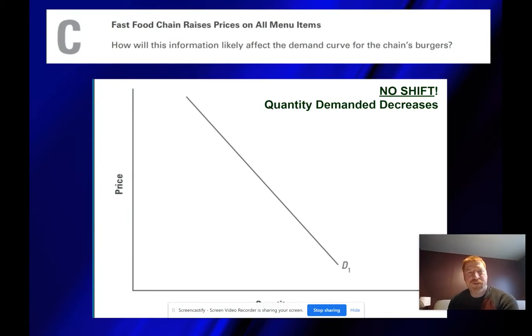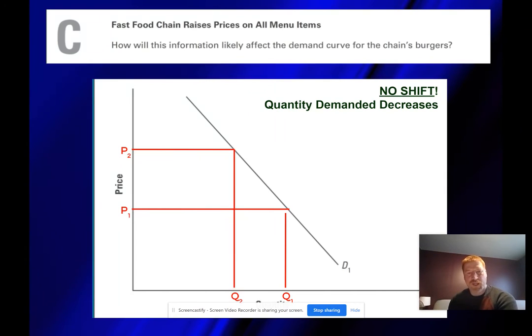This one here, letter C, is this fast food chain raises prices on all menu items. How would that affect the demand curve for the chain's burgers? So this one's a little bit tougher because it's talking about just the price of the product. If it's just the price of the product, then we're not going to shift the demand curve. It's just going to be a movement on the curve. So we might have an original price of P1 here, and then it says the price goes up. Well, I can show that on the graph so that goes from P1 to P2. As the price goes up, we can also see that the quantity demanded goes down. And so this is not a shifter. It's not any of the TRIBES as an explanation. It's just that quantity demanded decreases as the price goes up.